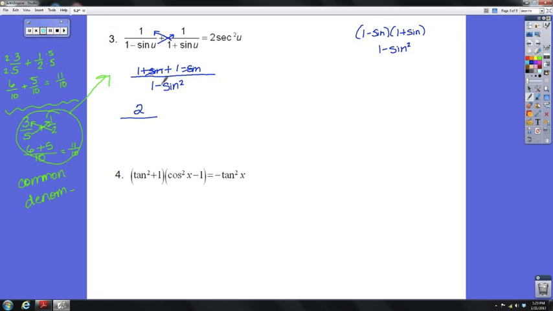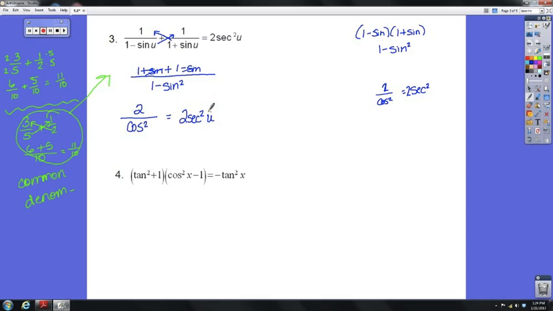Now look on your green sheet. 1 minus sine squared is cosine squared. Okay, now look at where you're trying to get. You're trying to get to 2 secant squared. So you have the 2, and the cosine squared's in the denominator. So think about what 1 over cosine squared would be. Wouldn't that be secant squared? Okay, but you have a 2 in the numerator, so you would have 2 secant squared. So that's where the 2 secant squared comes from.